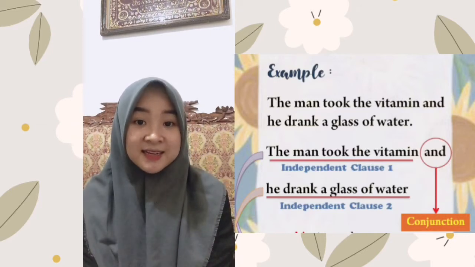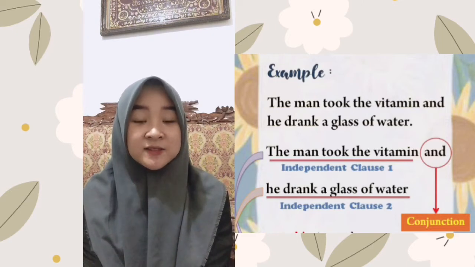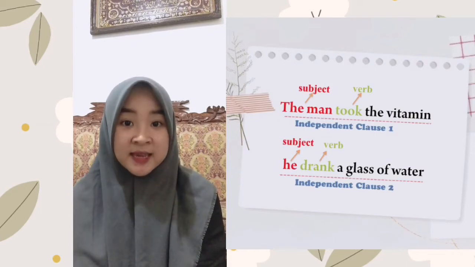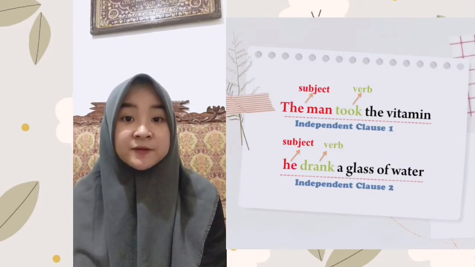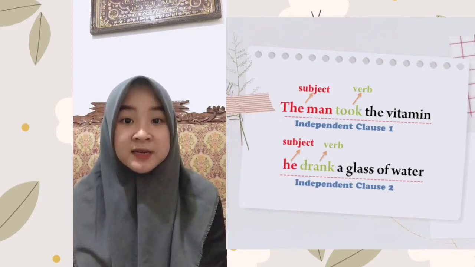Well, and in the sentence is a relation between the first independent clause and the second independent clause. The man is the first subject and took is the first verb in the first independent clause, while he is the second subject and drank is the second verb in the second independent clause. It means that in the clause in this compound sentence, there are two subjects and two verbs, and a conjunction between the first sentence and the second sentence is attached.